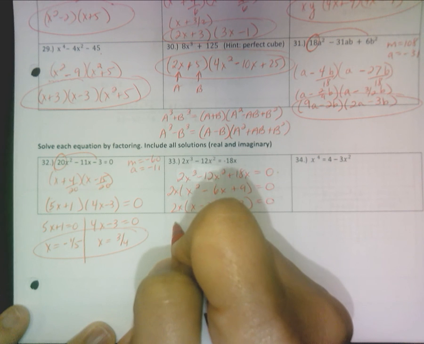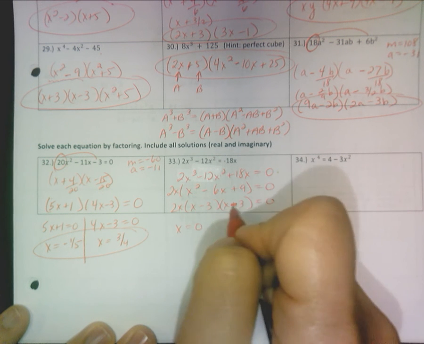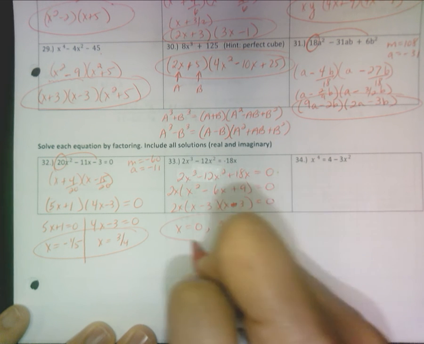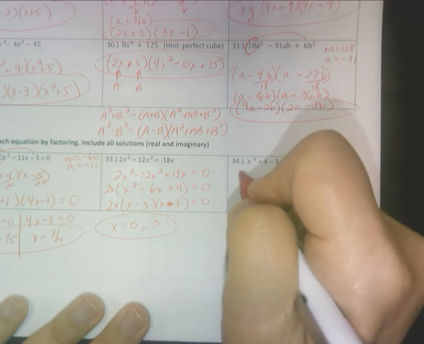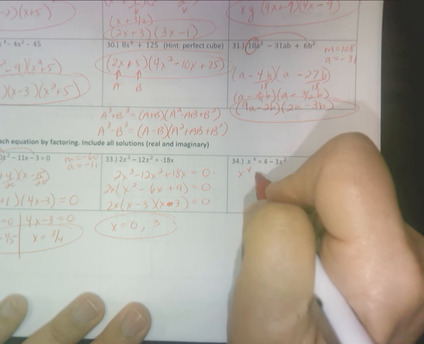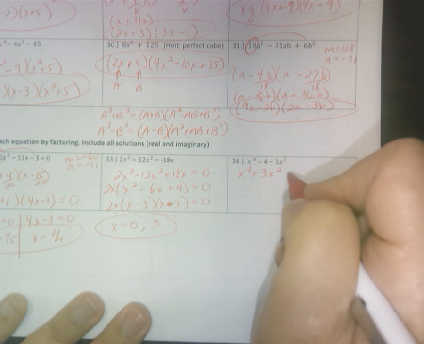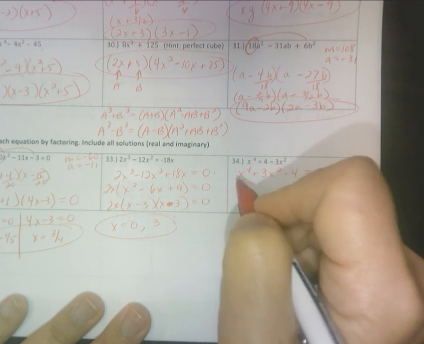Well, you would end up with x equal to 0, and then these two would be the same answer, which is 3. And those are your two solutions. All right, last one, set it equal to 0. x to the 4th plus 3x squared minus 4 equals 0.